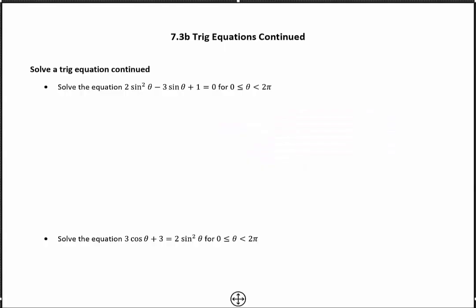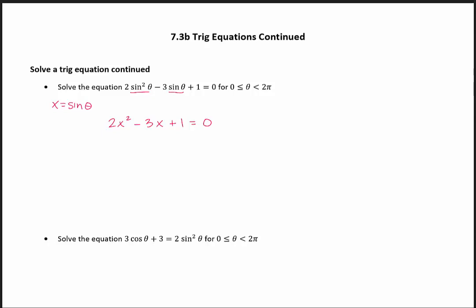Okay, so these look really complicated. However, they're not as complicated as they look. If you notice, I have a sine squared, I have a sine, and a no sine. So if I take x to be equal to sine of theta, I can now rewrite this equation as 2x squared minus 3x plus 1 equals 0. And now that equation looks a lot easier for me to solve.